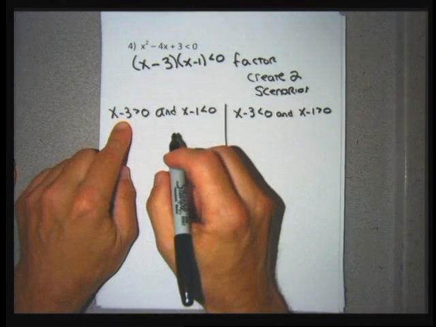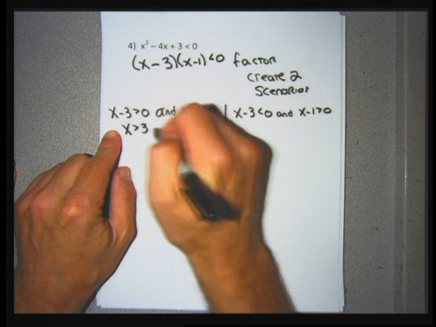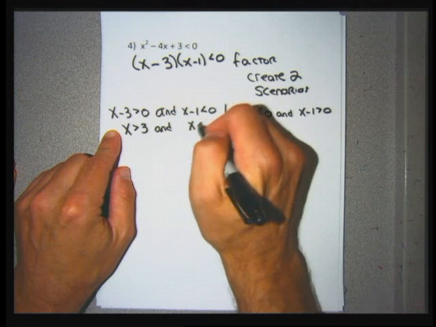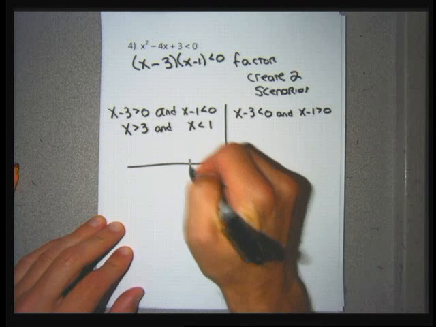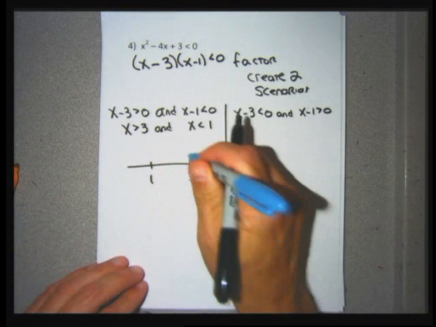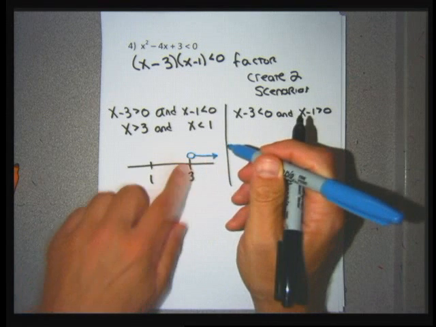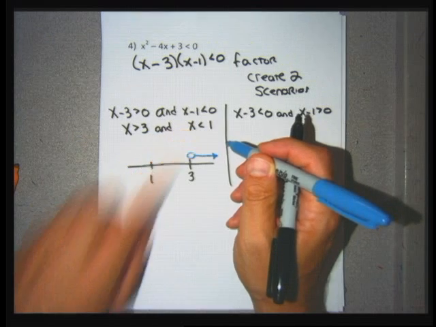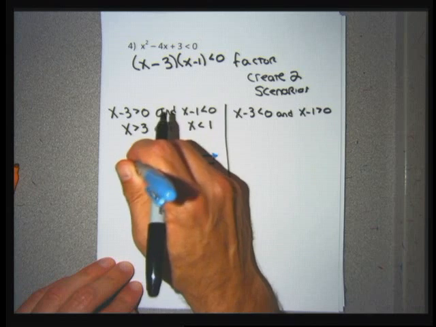This x minus 3 is greater than 0. If you add 3 to both sides, you get x is greater than 3. For the x minus 1 less than 0, if you add 1 to both sides, you get x is less than 1. If I graph these, the first situation is x is greater than 3. So I find 3 on my number line, draw an arrow going to the right with an open circle because I don't have the or equal to, greater than is to the right. And then for x is less than 1, open circle on 1, graph going off to the left.